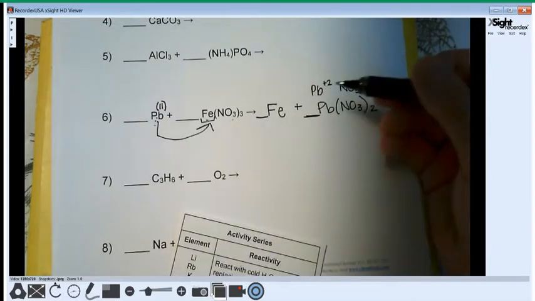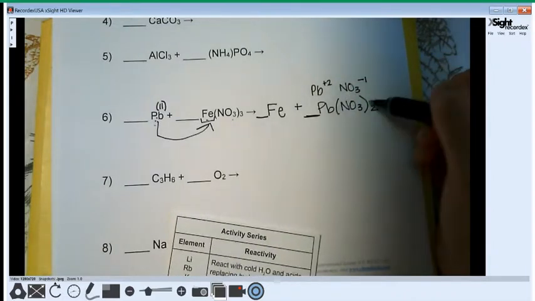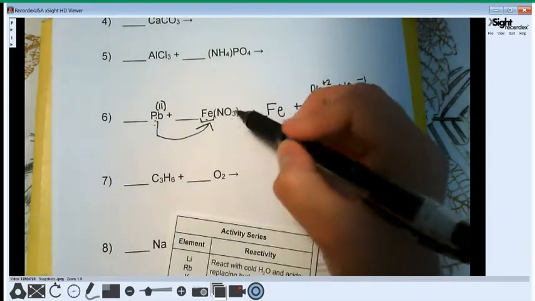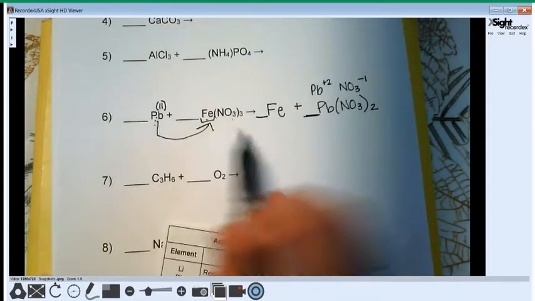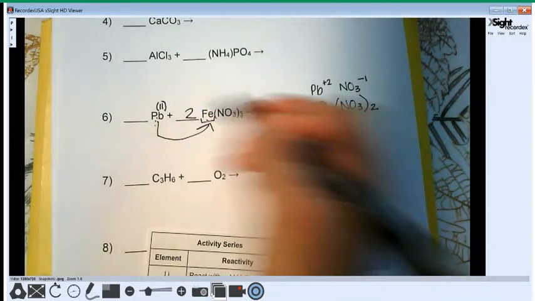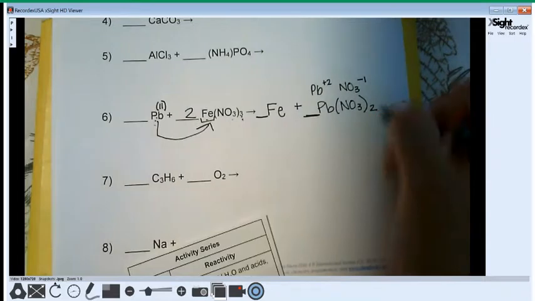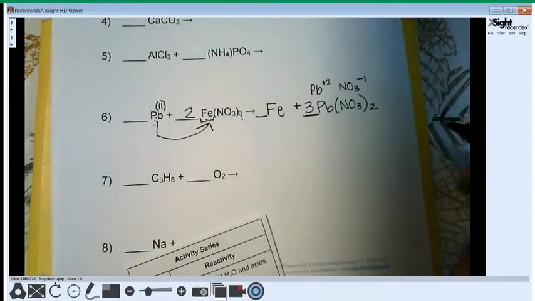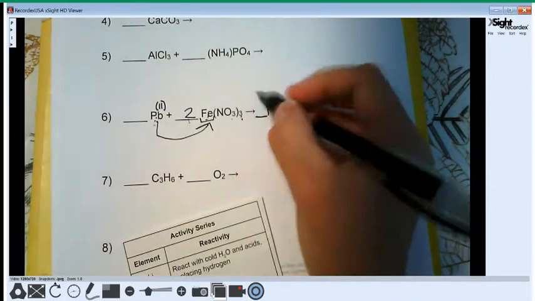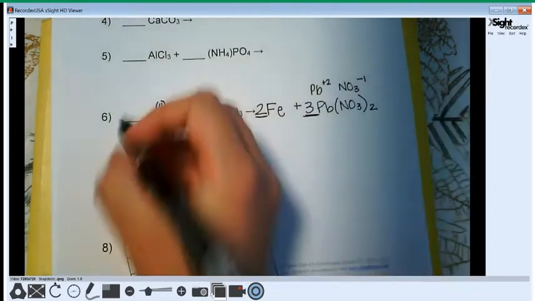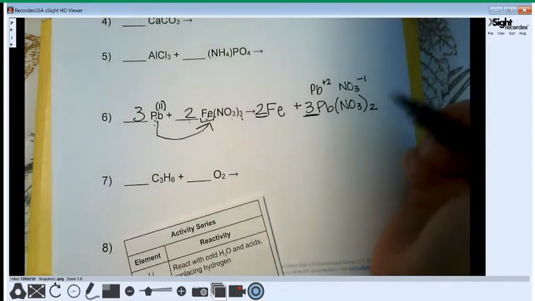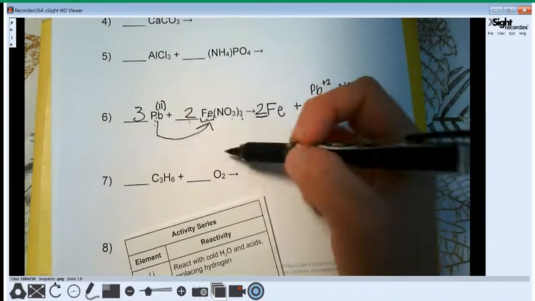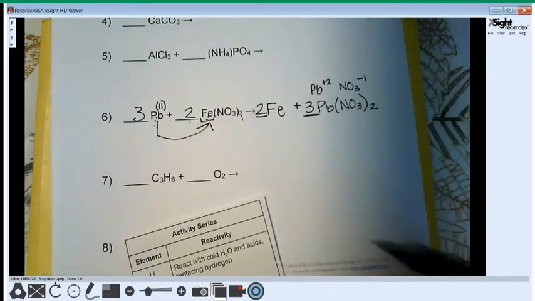Okay, so now let's balance. So we have 2 nitrates over here, and we have 3 over here. So we have an odd number, so we're going to have to make this an even number. To do that, we can put a 2 in front of this. So now we have 6 nitrates, so we can put a 3 over here to make 6 nitrates on the other side. And then we have 2 Fe's, so we're going to put 2 here, and 3 lead, so we'll put a 3 there. So that one's a little tricky to balance, but hopefully, just by some trial and error, you can get it balanced correctly.